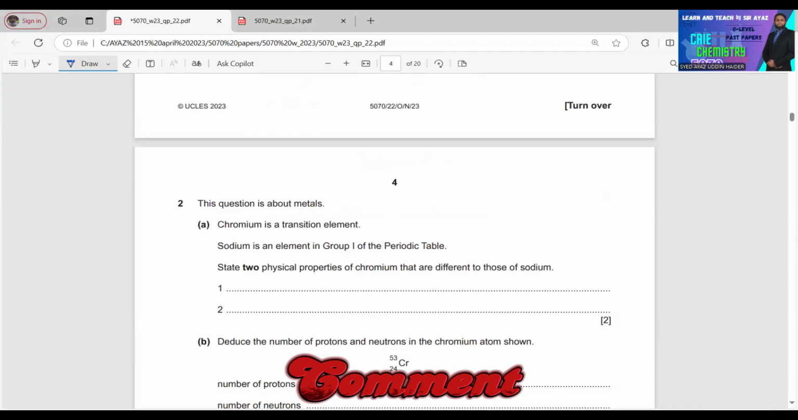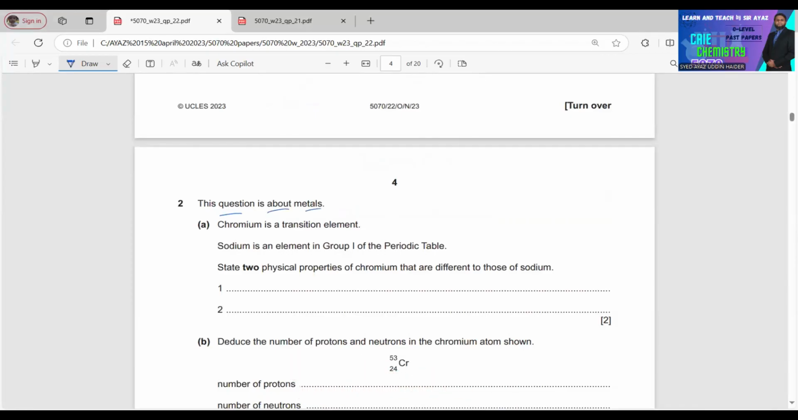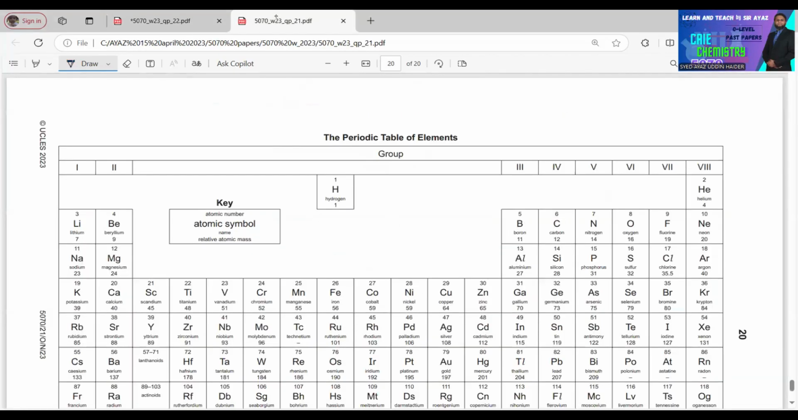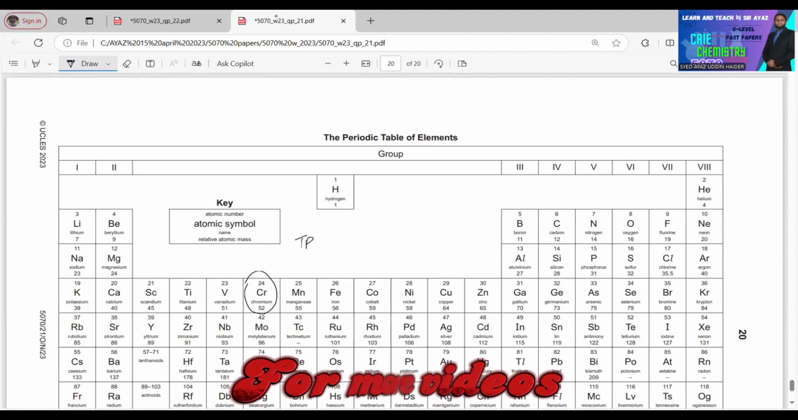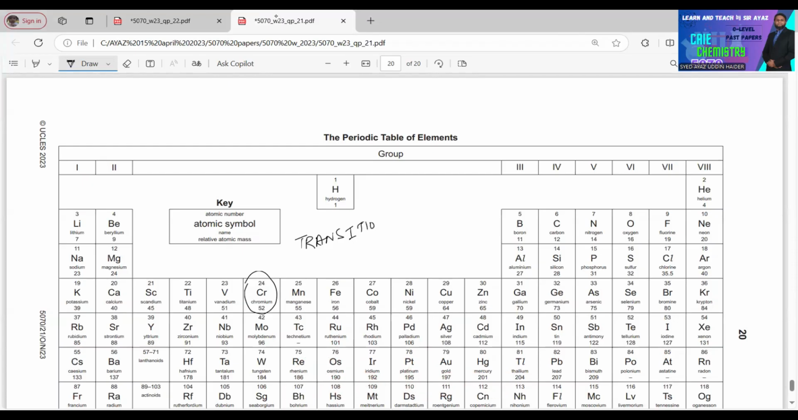Moving to next question. This question is about metals. A, chromium is a transition element. Sodium is an element in group 1 of the periodic table. State 2 physical properties of chromium that are different to those of sodium. So here's chromium in the periodic table. It's a transition element. So we have transition elements here. These all are transition elements. Where is sodium? Here is sodium. It's a group 1 or alkali metals.